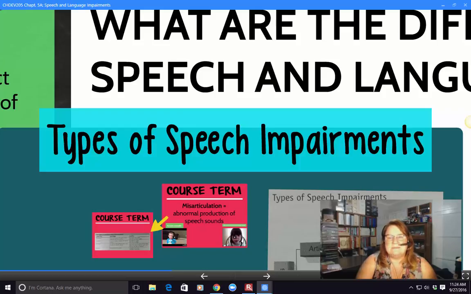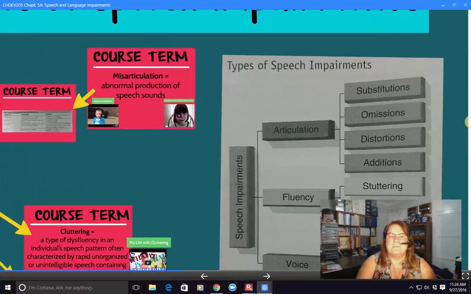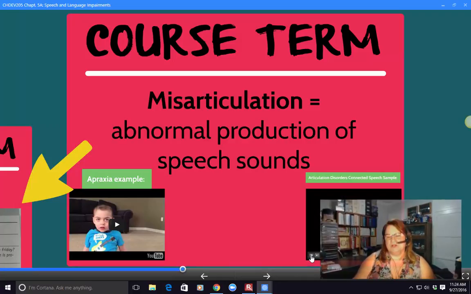Now, types of speech impairments. Okay, this is the chart from the book. Okay, see how there's articulation, fluency, and voice? So let's talk about this. First, instead of articulation, it talks about misarticulation, which just means not articulating well. Okay, abnormal production of speech sounds. So this is the one that the book gave as an example.